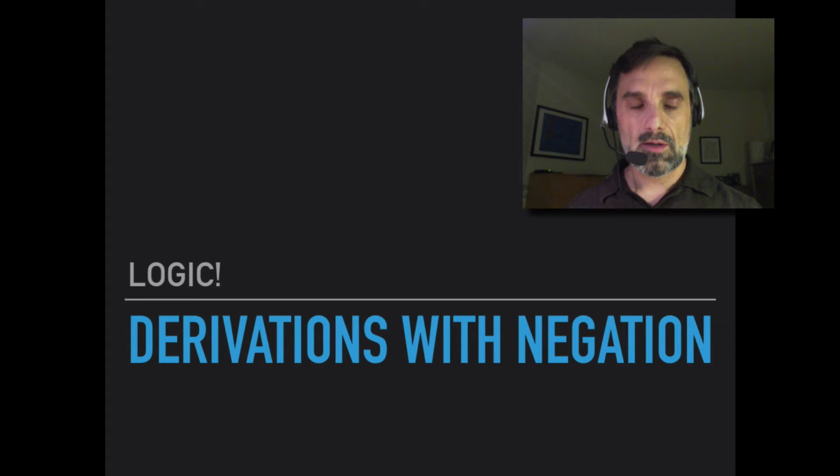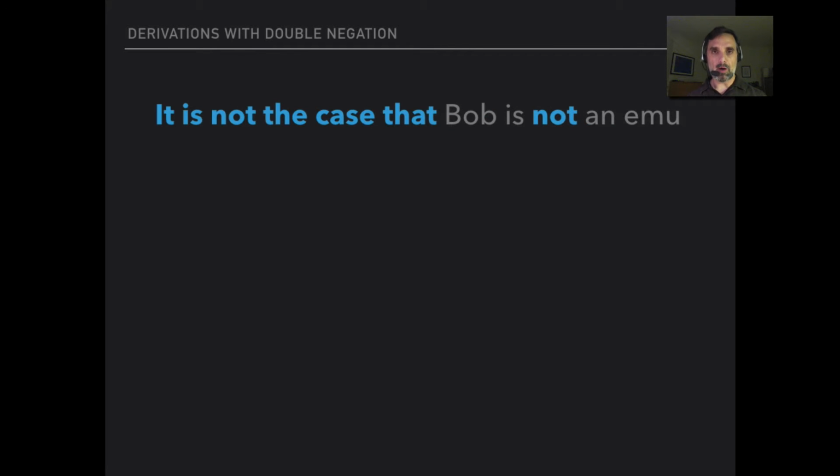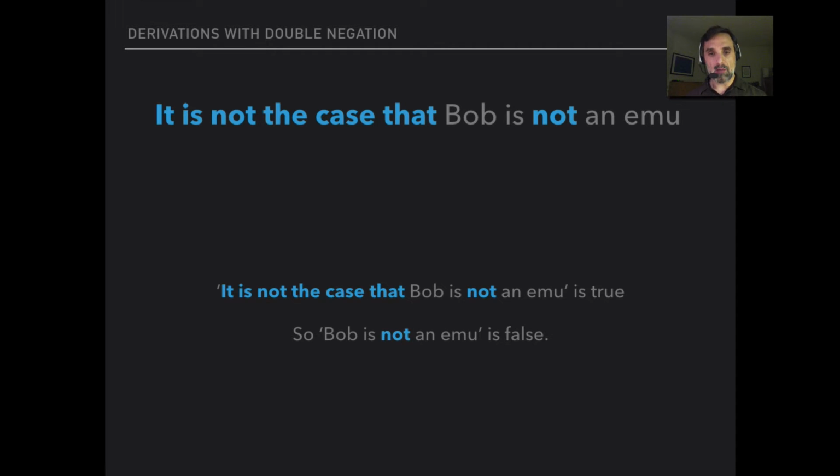Hello. So this is a video on derivations with negation. Take the sentence, it is not the case that Bob is not an emu. Now suppose that that sentence is true. Well, this sentence is the denial of Bob is not an emu. So if this sentence is true, what it's a denial of is false. If the first sentence is true, then what it's a denial of is false. It's a denial of Bob is not an emu, so Bob is not an emu is false.